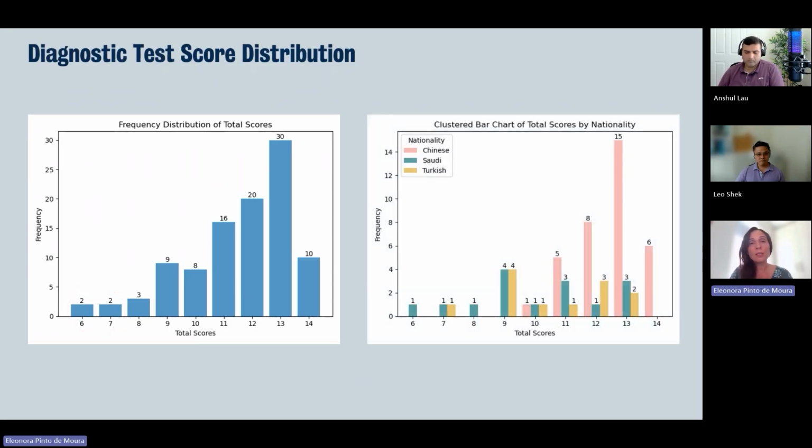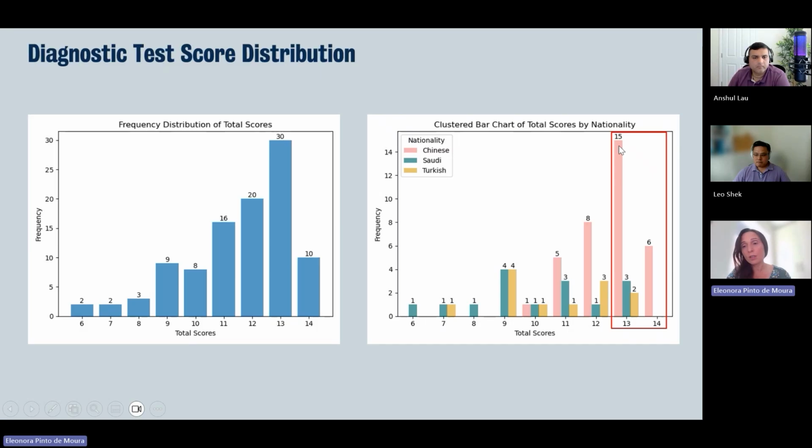Afterwards, we looked at how the students performed by nationality. Here we focus on Chinese, Saudi, and Turkish students, as these were the only really significantly large groups in our cohort. We noticed, for example, that half of the Chinese students scored 13 out of 14, and that 6 of the students who got full marks were also Chinese. And finally, no Chinese student scored less than 10.